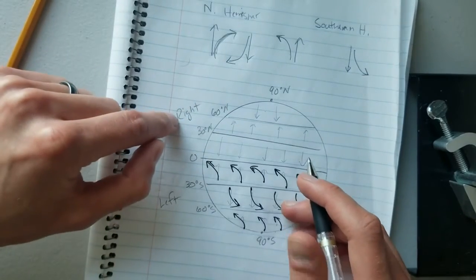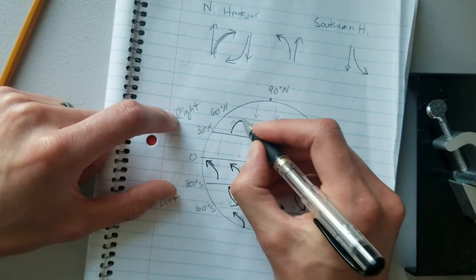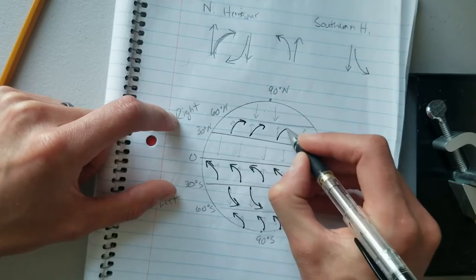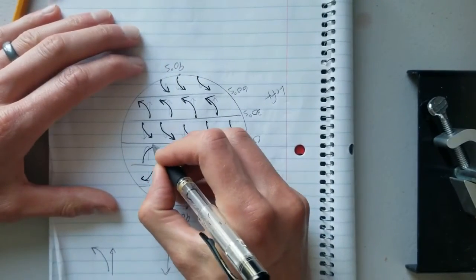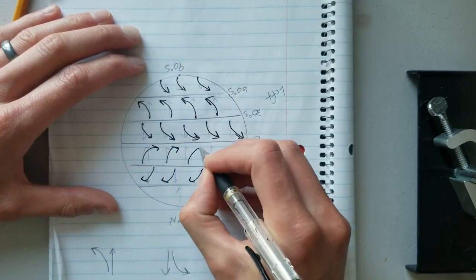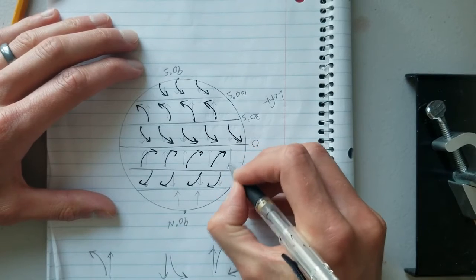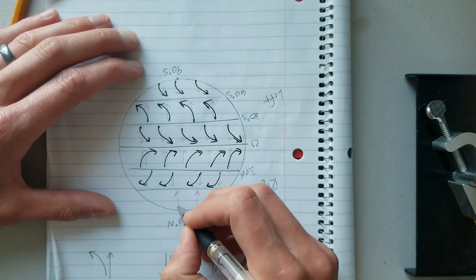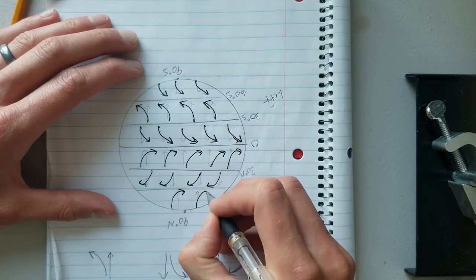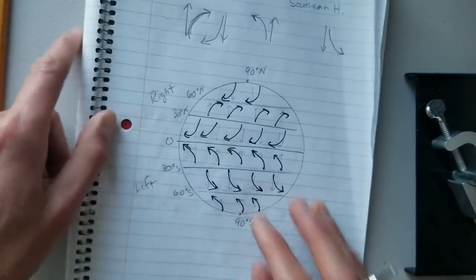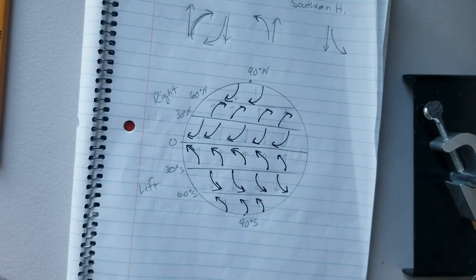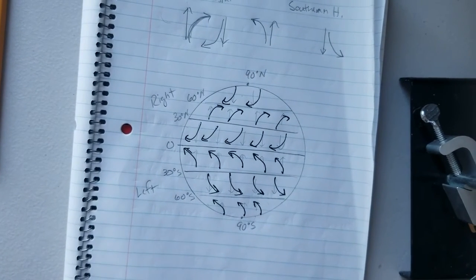Northern hemisphere goes to the right, so they're going to curve that way. Better turn my paper upside down for these guys. They're going to curve to the right. And these ones go to the right as well. So there we go. There's your map for the Coriolis effect. So there we have that part done.